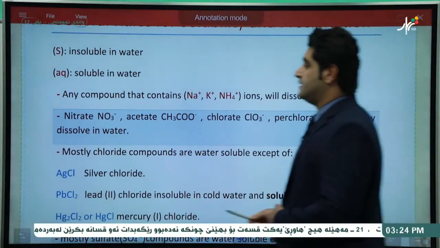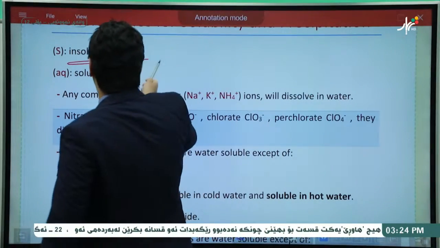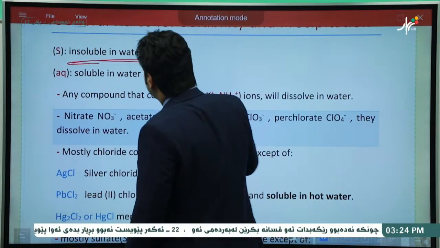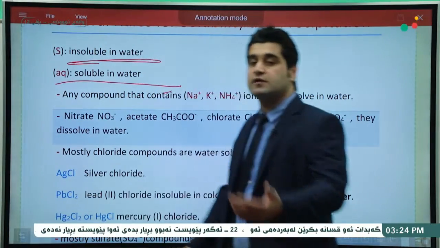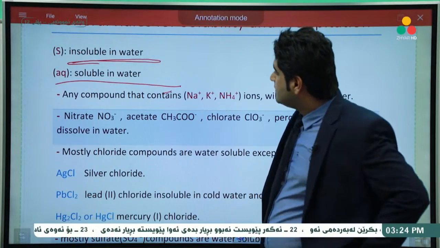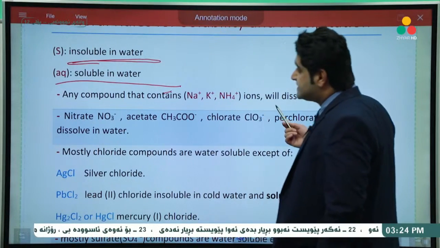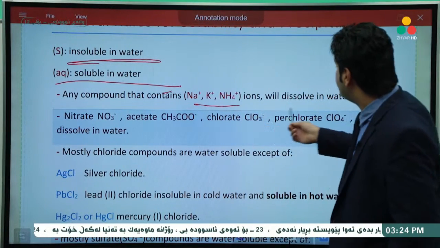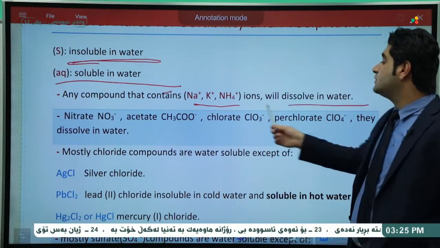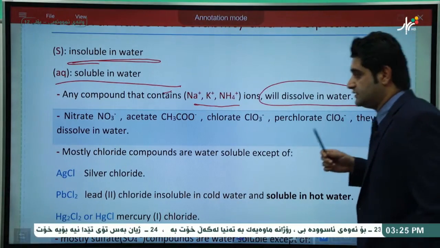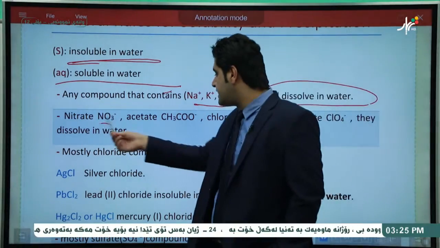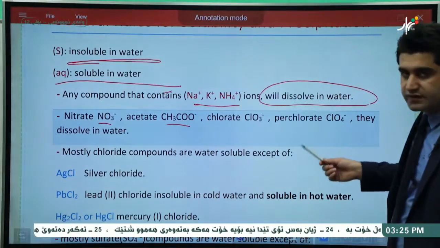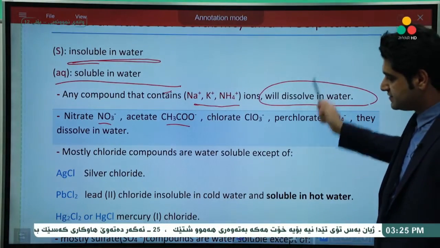Rule of solubility. S is used for water-insoluble compounds, and aqueous is used for water-soluble compounds. Well, the rule says that any compound that consists of sodium, potassium, ammonium is soluble in water. They can dissolve in water. Any compound that contains nitrate, acetate, chlorate, perchlorate can dissolve in water. You have to memorize them.